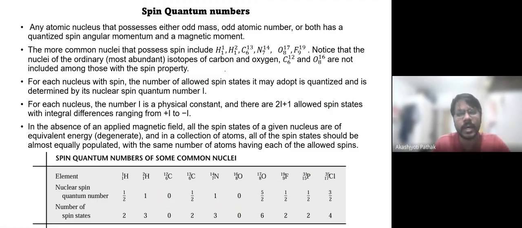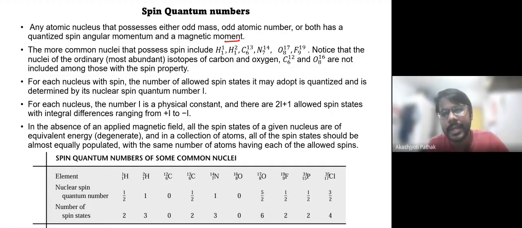Okay, so any atomic nucleus that possesses either an odd mass number, an odd atomic number, or both, has a quantized spin angular momentum and a magnetic moment. The more common nuclei that possess spin include the proton, deuterium, 13C, 14N, 17O, 19F.